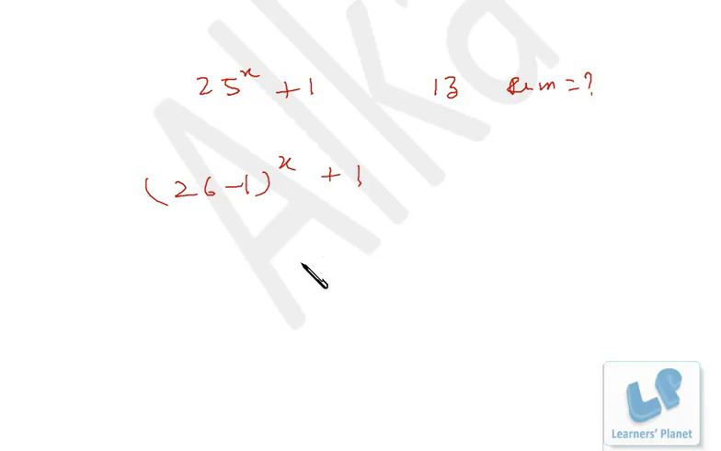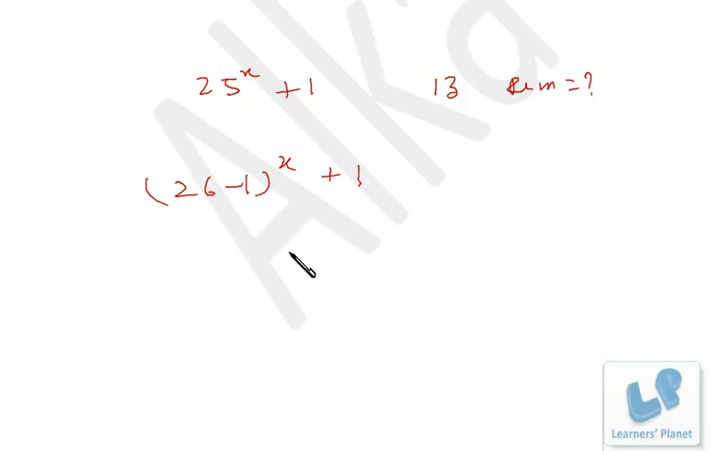Similarly, suppose I have an expression 25 raised to x plus 1. Now if I have to divide this by 13, what is the remainder? Let's see whether it depends upon x or not. Now, close to 25 we have a number 26, which is a multiple of 13. So that's 26 minus 1 raised to x plus 1.